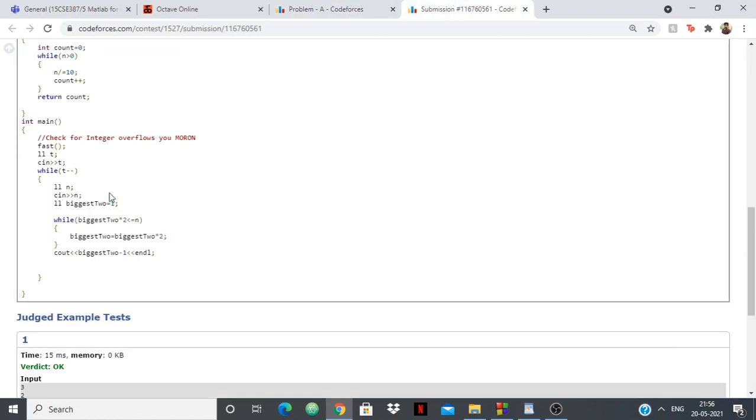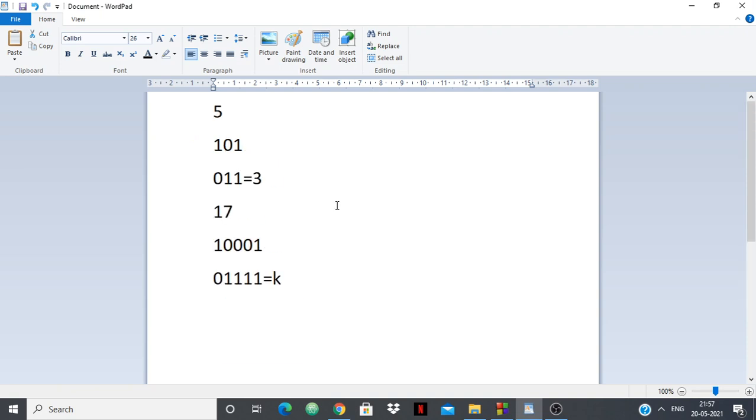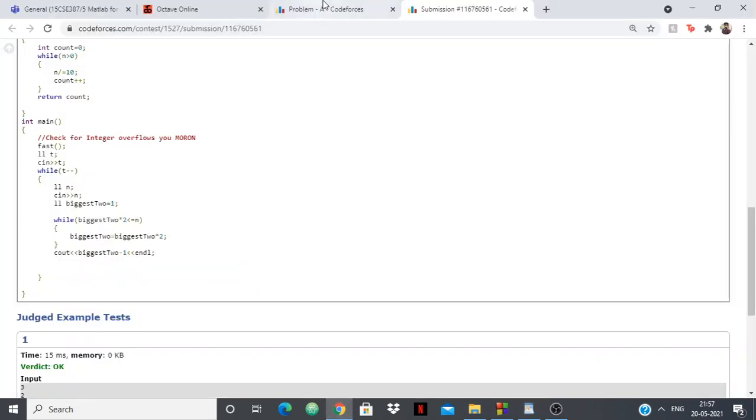So here you can see that I've taken an n and I want to find the biggest power of 2. So I've just calculated by multiplying by 2 again and again till it becomes greater than n, and then finally my answer is the biggest power of 2 minus 1. For example, for 17, the answer will be 15, and for 5, the answer will be 3, because 4 is the greatest power of 2 less than 5, and minus 1 which will have 0 and then 1 1 will be the biggest power of 2 minus 1. So that's it, very simple problem. If you have any doubts, just let me know. Thank you.